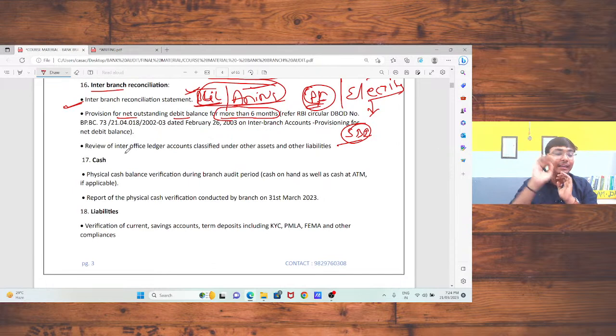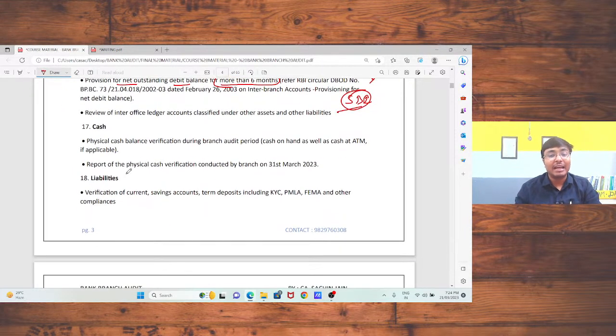Okay, sir, you got my point regarding internal accounts. Sir, from everyone, I am asking, is that okay? Then I'm going to the next topic, that is cash. How can you verify the cash balances? Sir, first I require a reply from all of you. Okay, sir, how can you verify the cash?